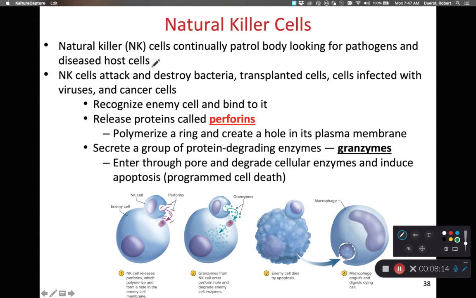Natural killer cells are a kind of lymphocyte that's going to be patrolling the body continuously, looking for either pathogens or diseased human cells. When we say host cells, these are human cells that have an intracellular pathogen. Natural killer cells are going to destroy any bacteria that they run into, any transplanted cells. So if we have a tissue transplant and we don't have good donor to recipient matching for that organ or tissue transplant, then the recipient's natural killer cells have a habit of destroying the donated tissues.